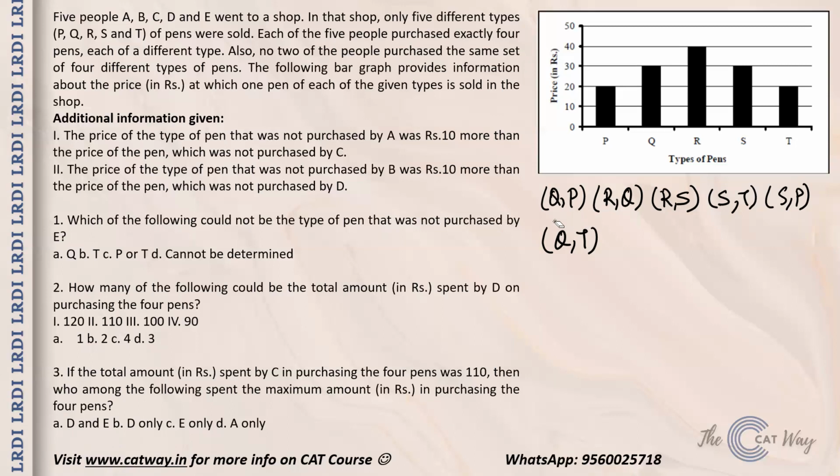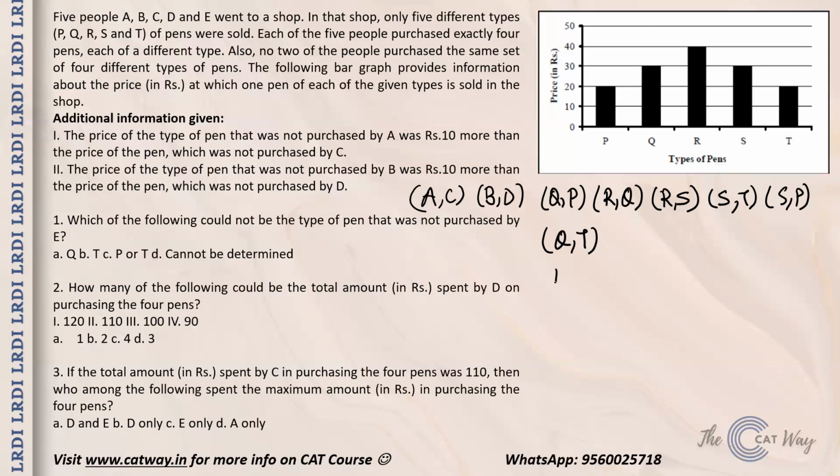And the same type of condition has been given for B and D. So again, you can form the cases: if B doesn't buy Q, P will not be bought by D. Then you have R and Q, R and S, S and T, S and P, and Q and T. So these are the cases that you have, if A and C do not buy these, or if B and D do not buy these. Chalo, so let's form our cases.